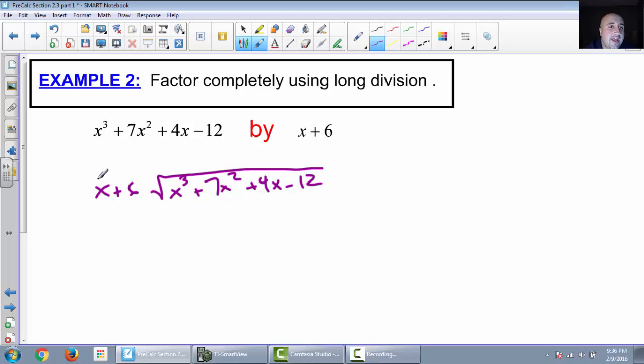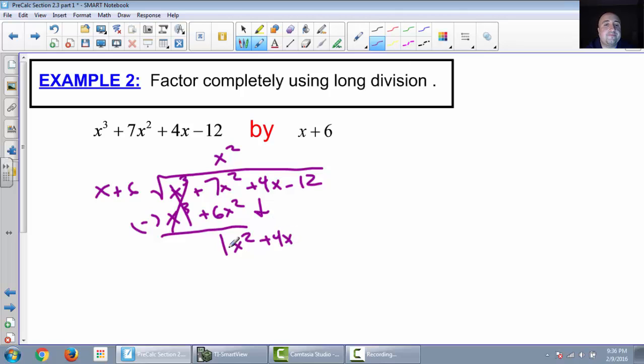What do I have to multiply x by to get x cubed? Well, hopefully you see that that's just x squared. Okay, we're going to multiply x squared times x is x cubed. X squared times 6 is 6x squared. And then we're going to multiply, or subtract, sorry. X cubed minus x cubed goes away. 7x squared, take away 6x squared is 1x squared. And then bring down your next term.